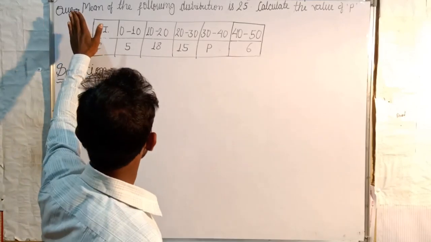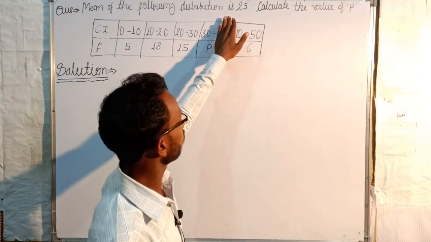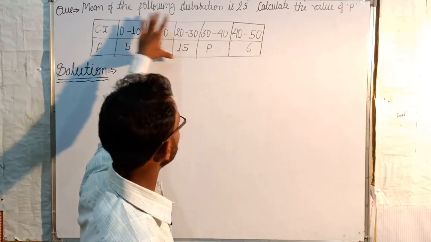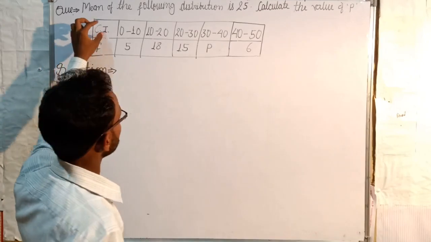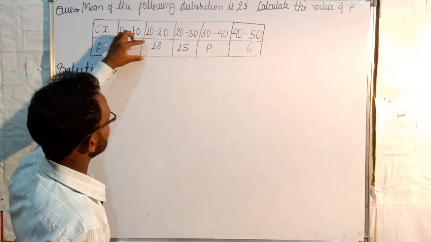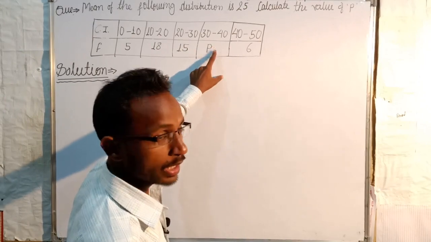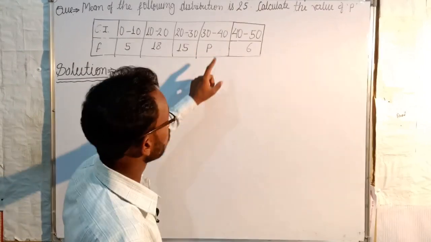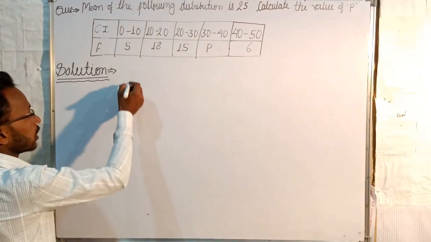For example, you can see this question. The mean of the following distribution is 25. The mean of this table is 25. Calculate the value of p. You can see the class interval is given and the frequency is given too, but one frequency is missing. In place of a number you are given a variable p. You will have to find the value of p. Let's see, I am solving this question.